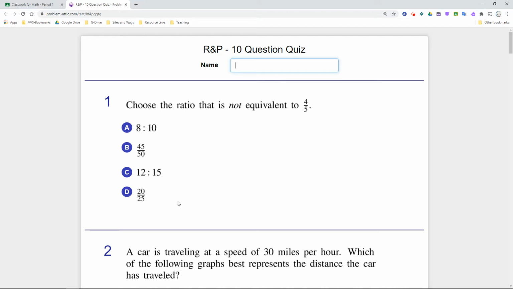Let's get started. Number 1, choose the ratio that is not equivalent to 4/5. Is it A, 8:10, B, 45/50, C, 12:15, or D, 20/25? Remember, we're choosing the ratio that is not equivalent to 4/5.